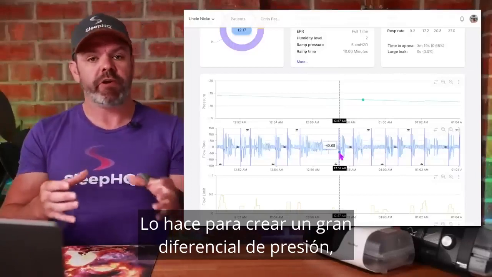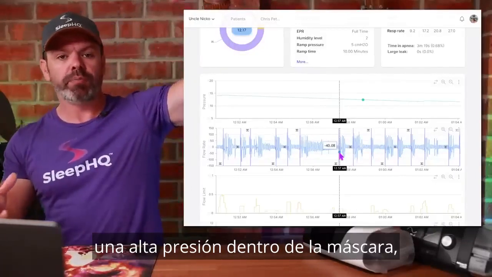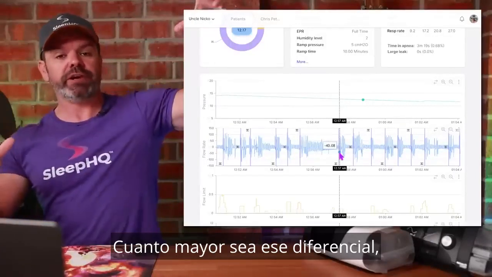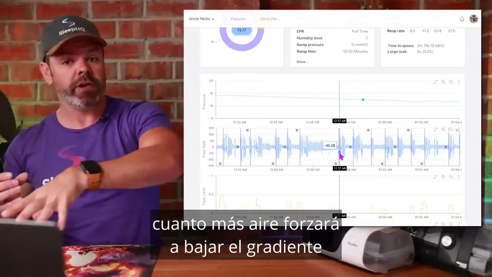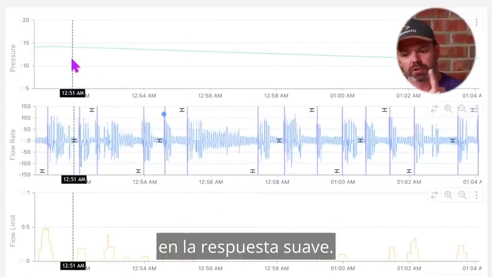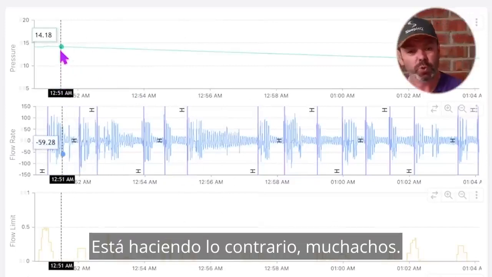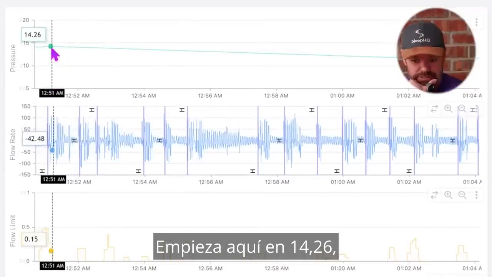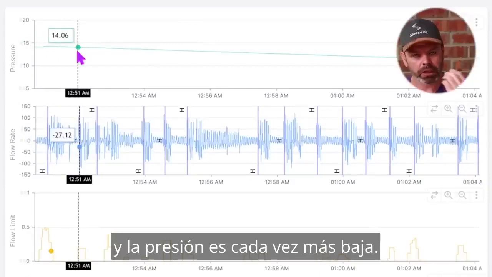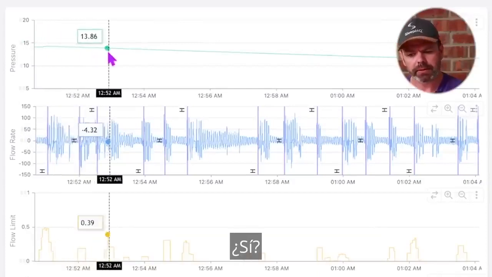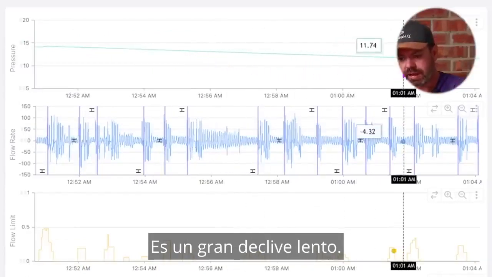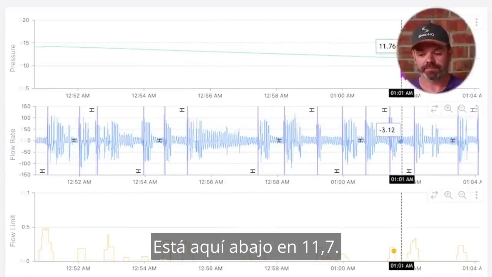It does so to create a big pressure differential, high pressure inside the mask, low pressure here. The higher that differential, the more air is going to force down the gradient into your lungs. But have a look what's happening with the pressure here on the soft response. It's doing the opposite, guys. Look at it. Starts up here at 14.26 and the pressure is getting lower. Hey? Look at it. It's a big slow decline. Now it's down here at 11.7.